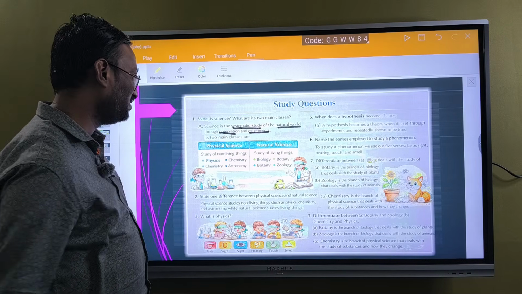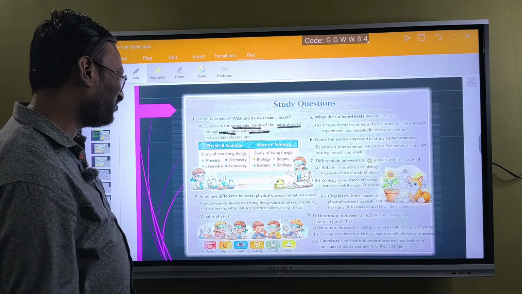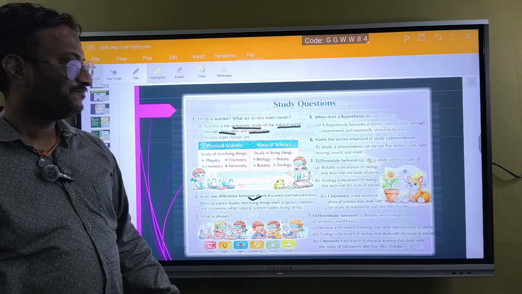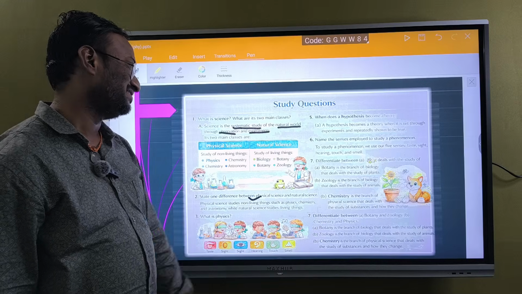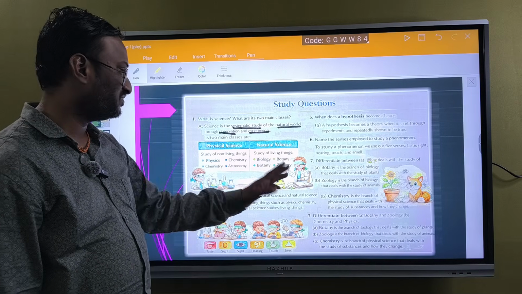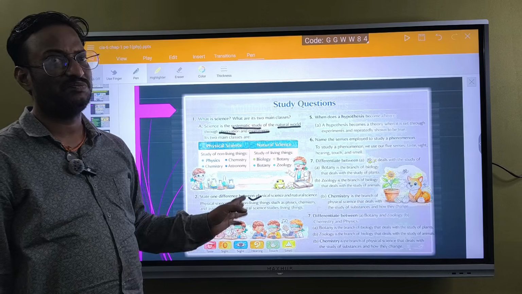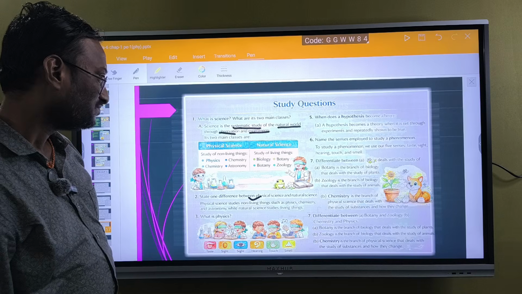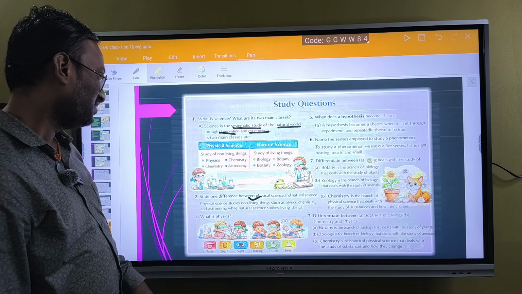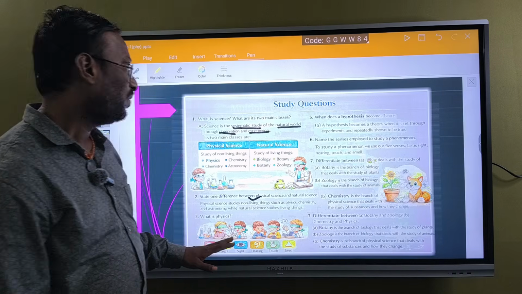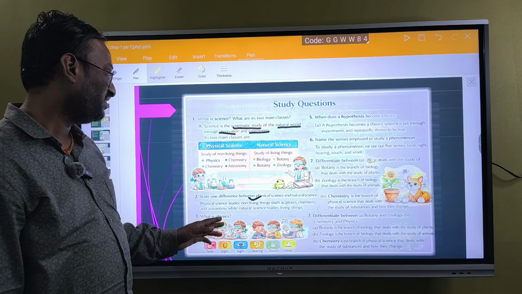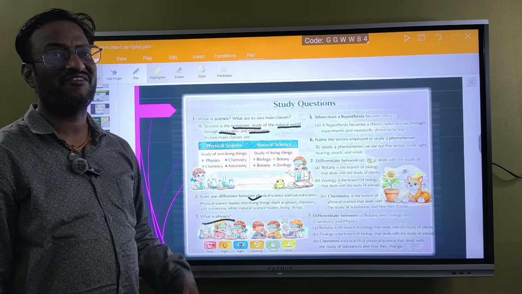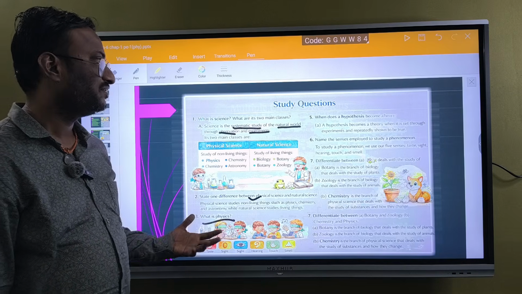So we already discussed that. Next, state one difference between physical science and natural science. Physical science studies non-living things and natural science studies living things. Example for physical science is physics and chemistry, and example for natural science is biology, I mean botany and zoology. What is physics? We already studied the same thing. It is the study of non-living things or the study of matter. We call it physics.